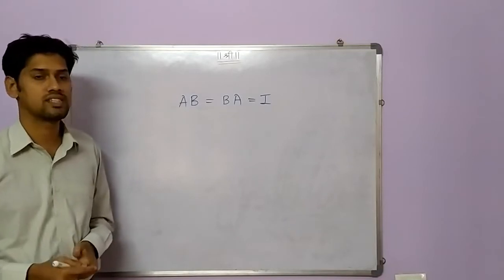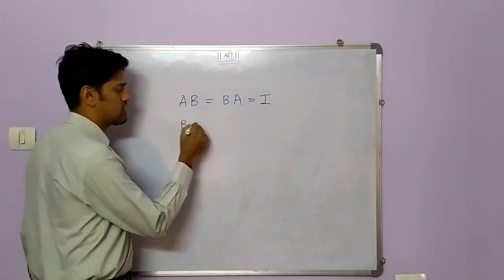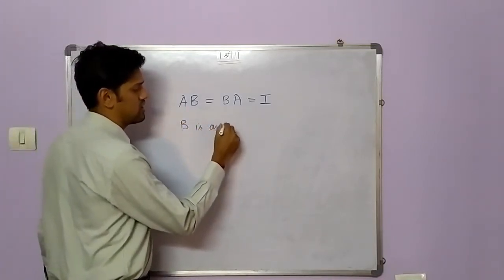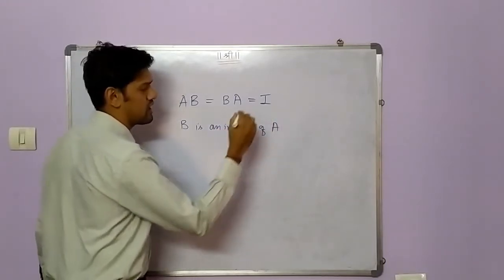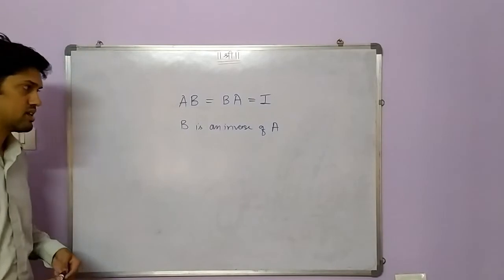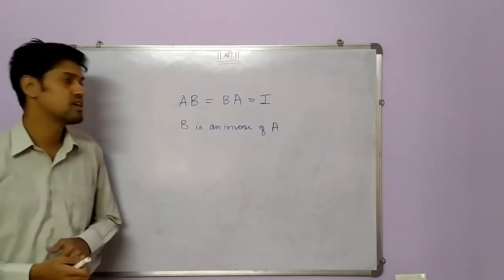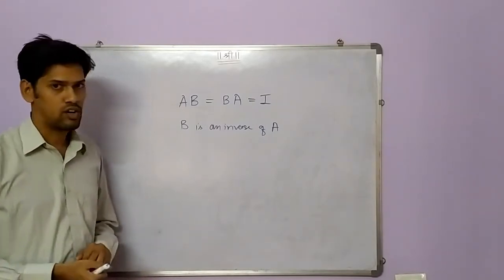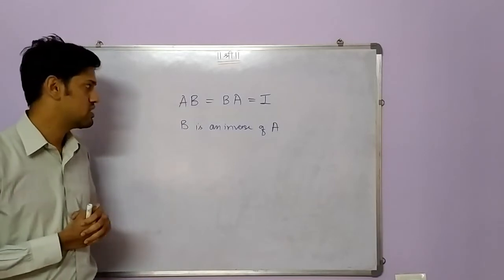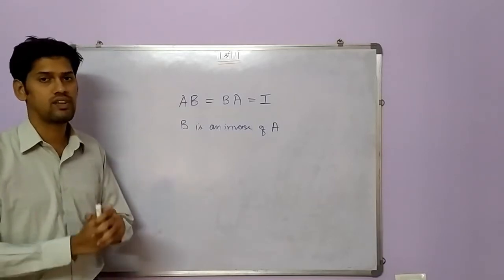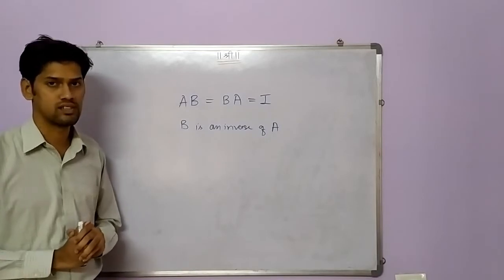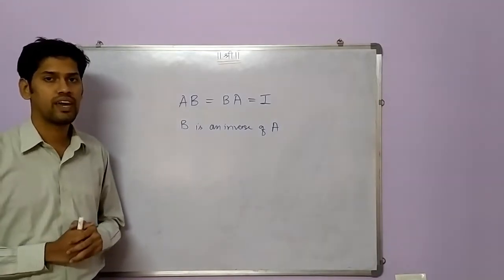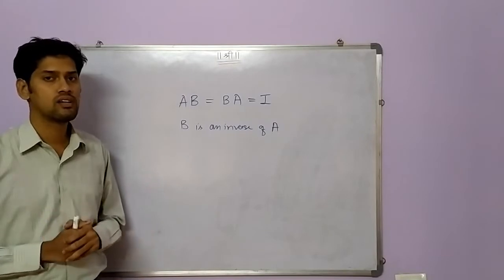Then in that case we say that B is an inverse of A, or vice versa, that is A is an inverse of matrix B. A very important thing to note here is that only square matrices will have an inverse, rectangular matrices will not have any inverse. Hence the order of A, B and I are all the same.